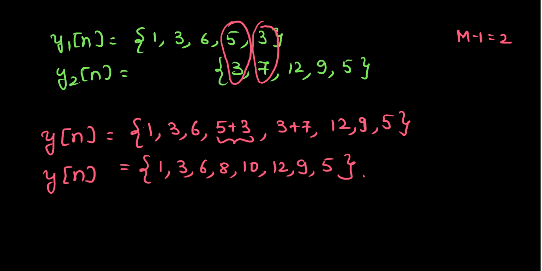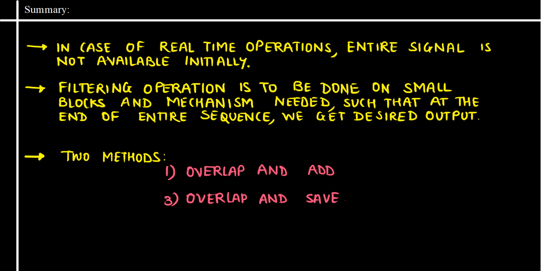So in this lecture we saw that when we need to perform real-time operations, at that time the entire signal is not at all available with us initially. So therefore we need to perform the filtering operation on small blocks, and we need to have some kind of mechanism such that the filtered output of each block is combined and we obtain the desired output. So we have two methods, that is overlap and add and overlap and save method.